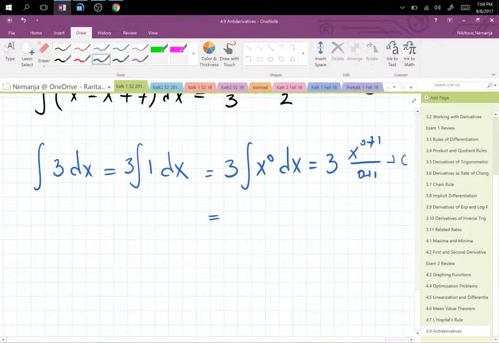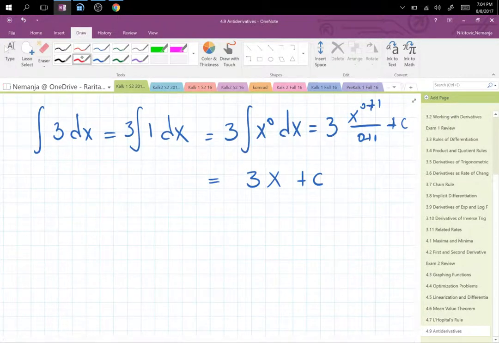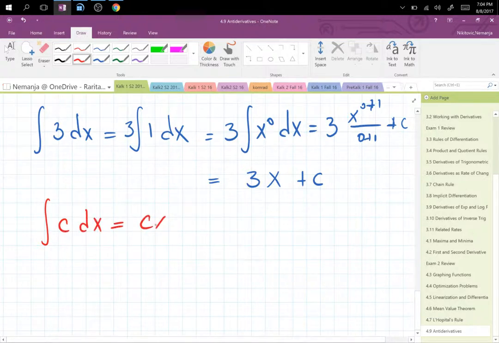So, plus c. So this is 3x to the 1 over 1. You can remember this now as a formula if you want to: the integral of the constant k dx is kx plus c.